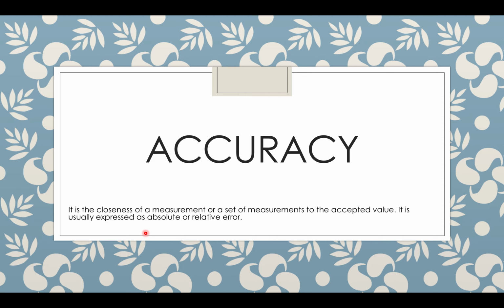Whenever the measurements are closer to the accepted value, we say that the measurements are accurate. However, if we are talking about closeness to some mean value, then we say those are precise. If that mean value is also your accepted value, then those measurements are actually very accurate. So whenever the measurements are closer to the accepted value, we talk about accuracy.